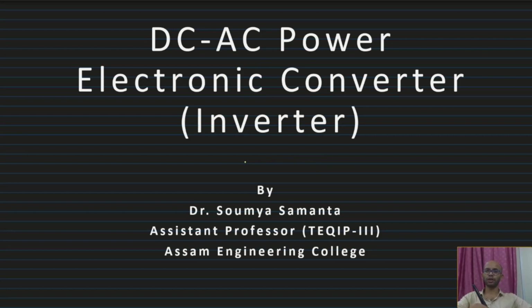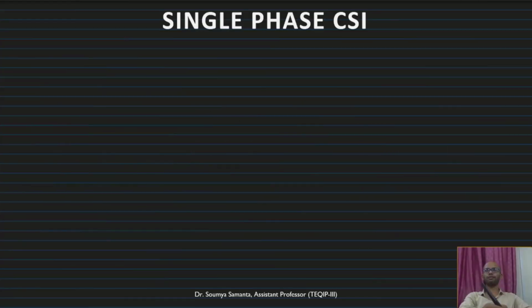So presently we are discussing the topic inverter. In the last class we discussed the three-phase voltage source inverter. So today we are going to discuss the single phase CSI, current source inverter. Whatever we have discussed till now is VSI. Now we are going to discuss the CSI, current source inverter. Now what is a current source inverter?